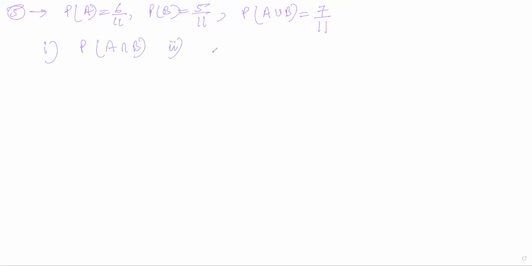For fifth, guys, PA is given. PB is also given, I guess. Yes, 5 by 11. PA union B is also given. Tell me the answer for any part if you have solved. As soon as you solve any part, just tell me the answer.